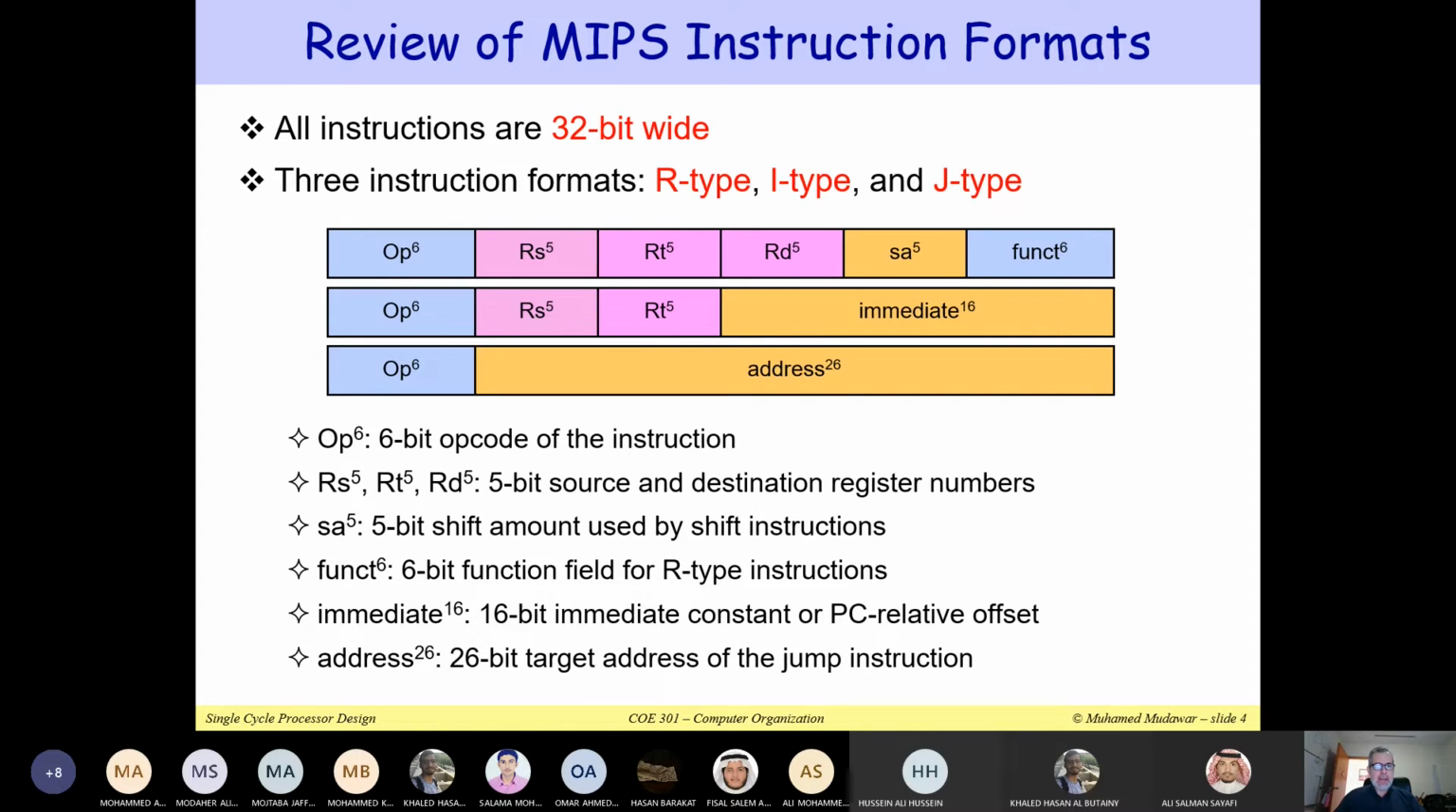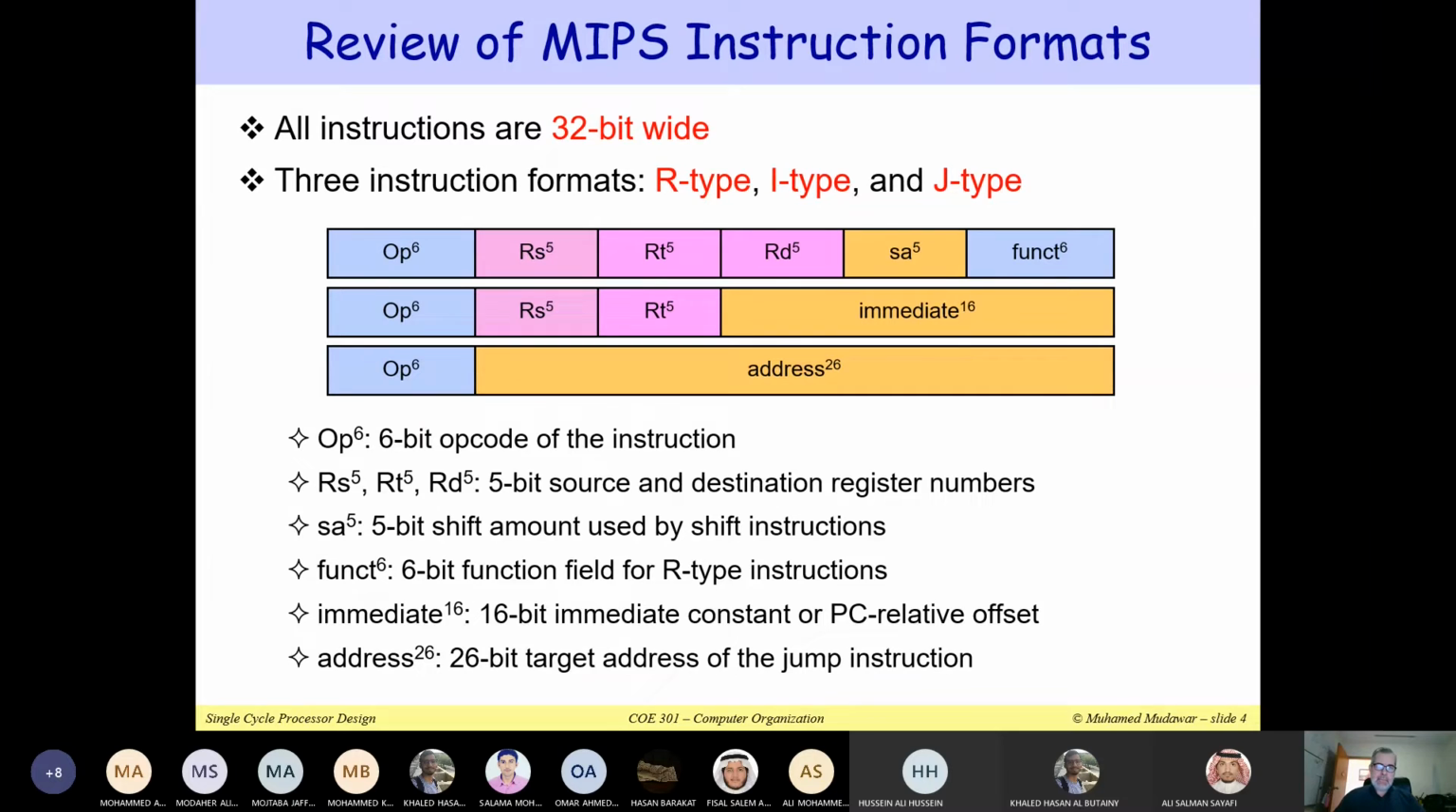In the case of R type, we have 3 registers, so we have to specify what the register numbers are. So we have RS, RT, which are the 2 source registers, and we have RD, which is the destination. For shift instructions, there is a 5-bit shift amount, which is part of the R-type format. It is just an immediate constant, which is used specifically by the shift instructions. And there is also a 6-bit function code that appears at the end, which is like an extension to the opcode, which is used only in the R-type format.